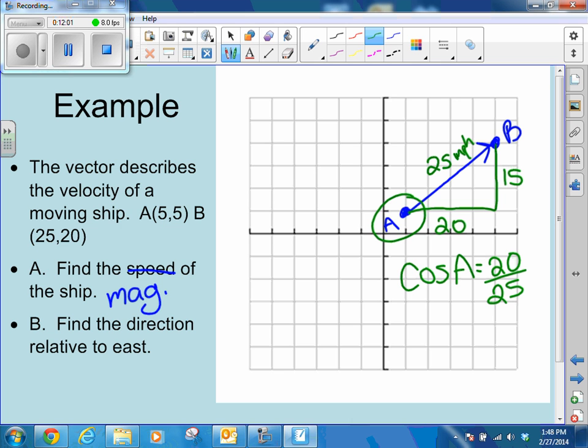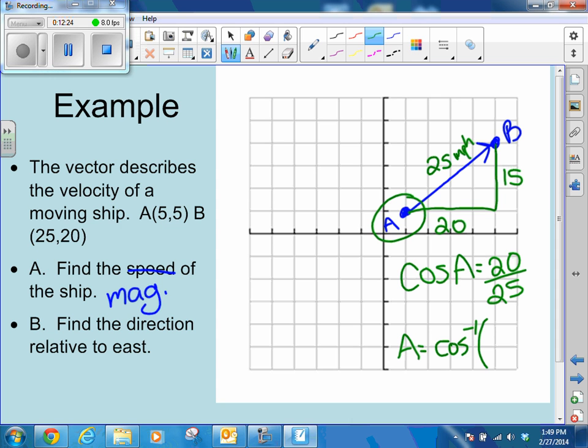20 over 25. Now, we struggled with this a little bit on the quiz. What do I do to solve for angle A? I use the inverse. So A will be equal to cosine to the negative 1. You have to find that on your calculator.